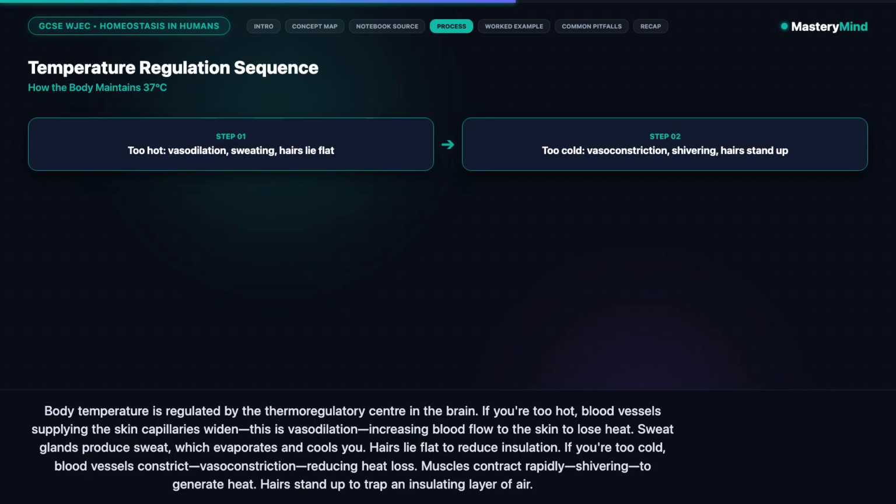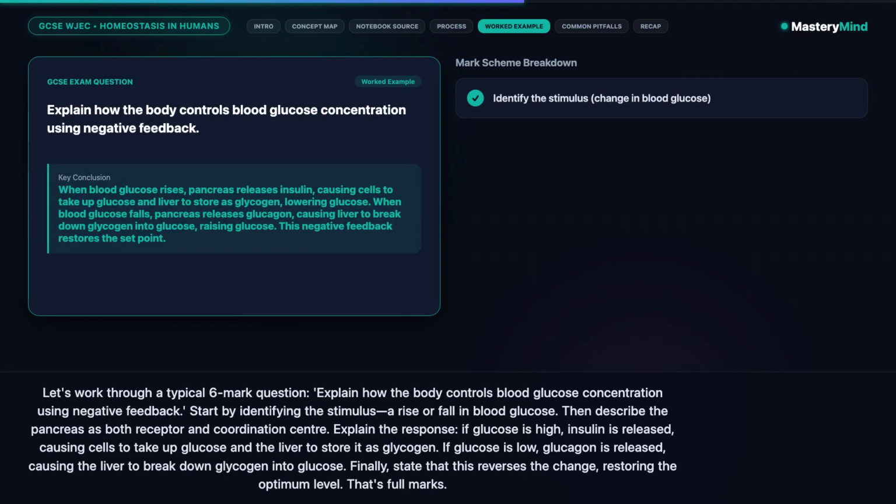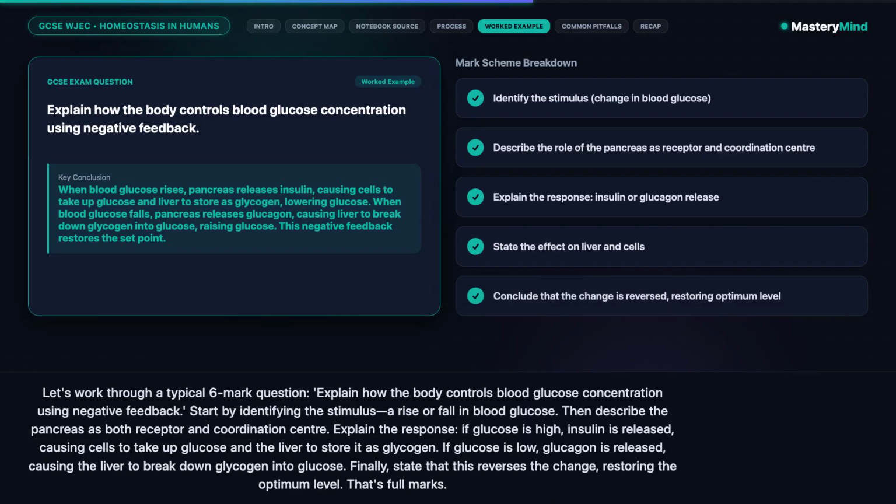Let's work through a typical 6-mark question. Explain how the body controls blood glucose concentration using negative feedback. Start by identifying the stimulus, a rise or fall in blood glucose. Then describe the pancreas as both receptor and coordination center. Explain the response. If glucose is high, insulin is released, causing cells to take up glucose and the liver to store it as glycogen. If glucose is low, glucagon is released, causing the liver to break down glycogen into glucose. Finally, state that this reverses the change, restoring the optimum level.